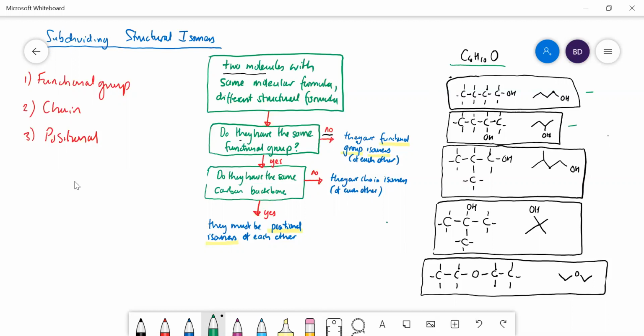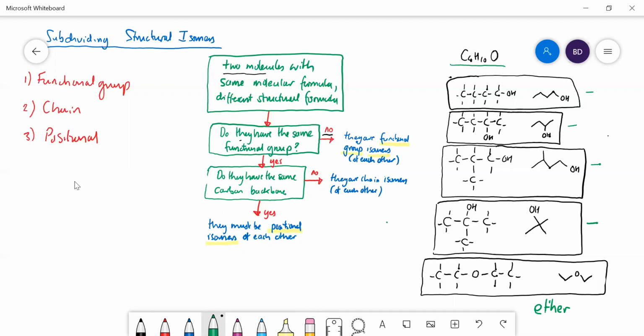Here we've got butan-2-ol. Here we have 2-methyl-propan-1-ol. Here we've got 2-methyl-propan-2-ol. And then this one, where the oxygen forms a bridge between the two alkyl groups, has a functional group we don't really come across: an ether. We don't really do much of the chemistry of ether groups at all. Don't confuse it with an ester, it's not quite the same, it's an ether.